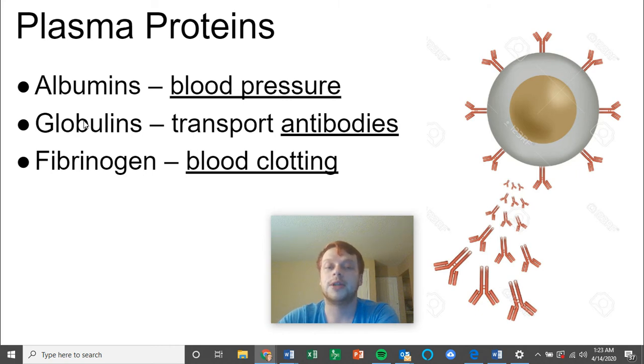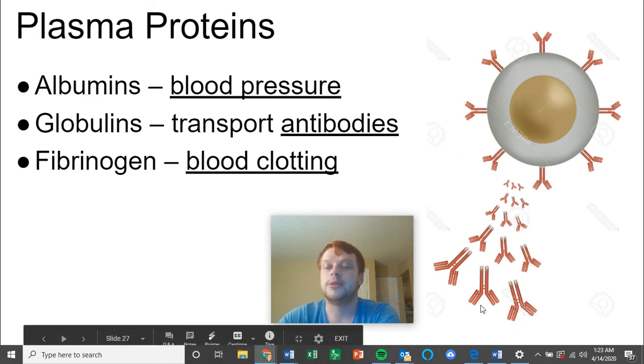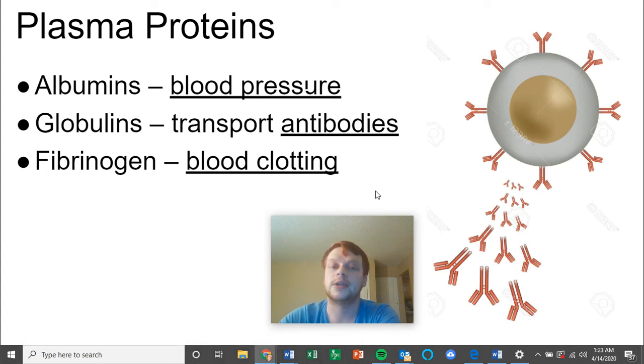Then you have your globulins. These guys are responsible for moving antibodies throughout your system. So once a cell presents those antibodies, the globulins are going to carry them through your bloodstream to find other invaders. And then you have your fibrinogens, which are responsible for clotting. So albumins are going to increase blood pressure. Fibrinogens are going to clot your blood if you have a cut.